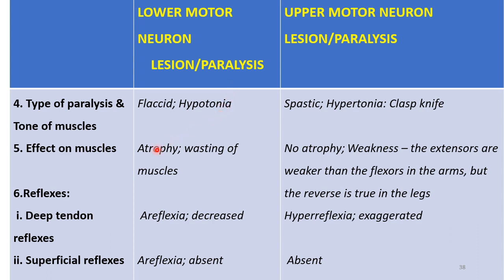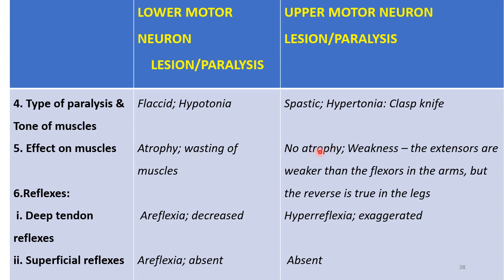Now what happens to the muscles? Muscles show atrophy, or wasting of muscle occurs in the lower motor neuron lesions, because the nerve supply to the muscles is lost, and nerve supply is sort of trophic to the muscles. It is nutritive to the muscles, and this is lost. So there is wasting of the muscles. Muscles are not being used, so there is sort of disuse atrophy also.